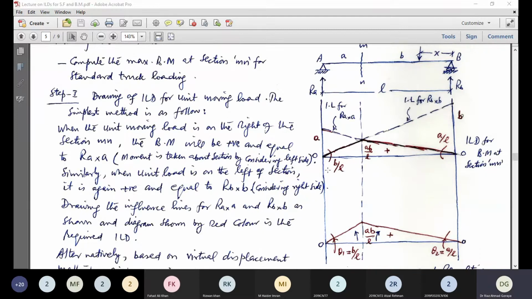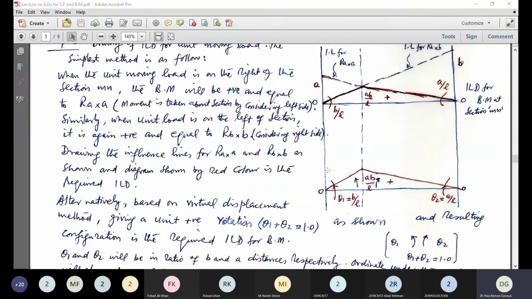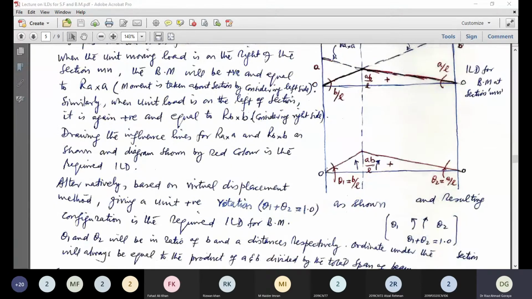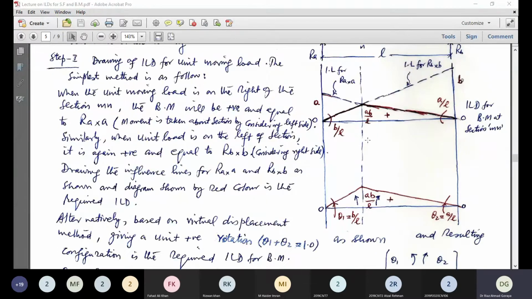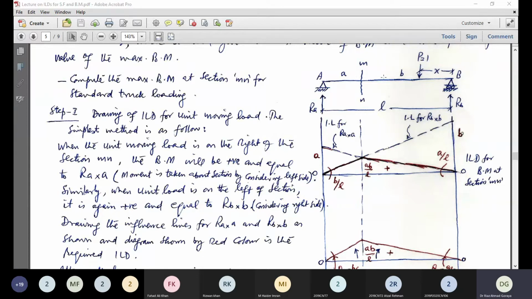Now, alternatively, on the base we can give a unit positive rotation. Unit positive rotation means this rotation theta 1 and this rotation theta 2, where theta 1 plus theta 2 must be equal to 1. This is called unit rotation. So alternatively, based on the virtual displacement method, giving a unit positive rotation, the resulting configuration will be the ILD for bending moment at section Mn. Now, this ordinate under the section will always be equal to a into b, the product of these two distances, divided by the total span.